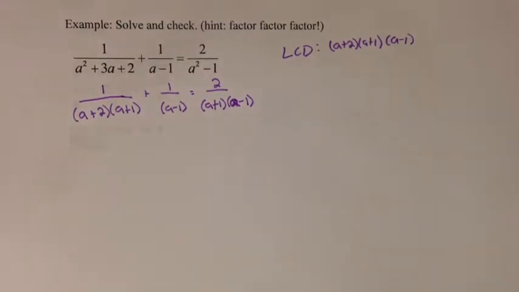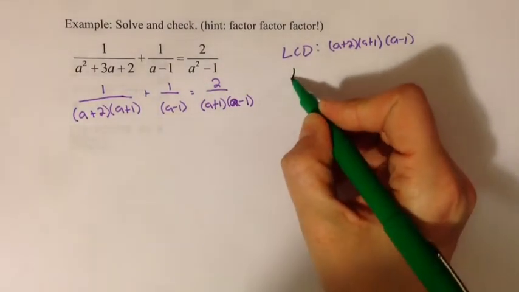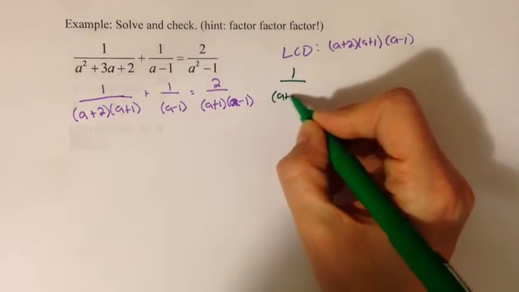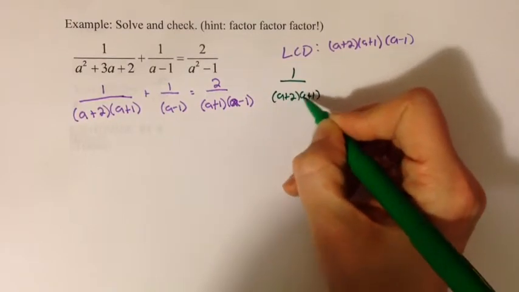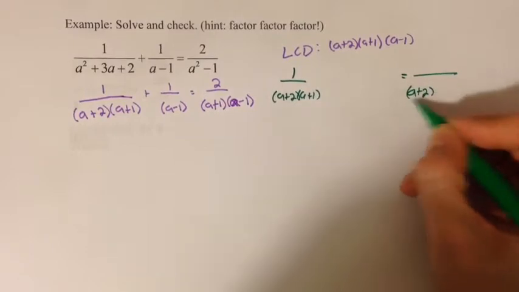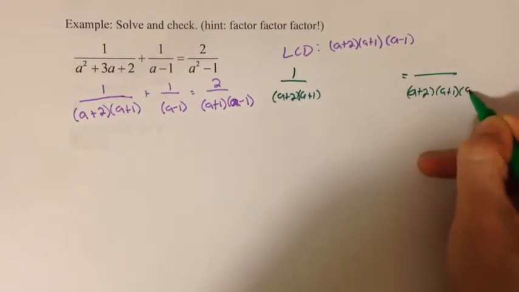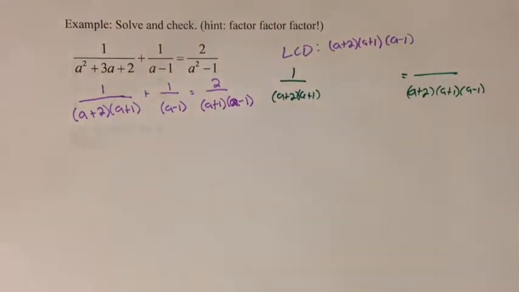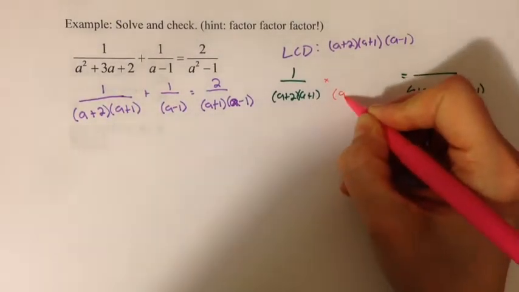This time I'm going to show you how to build up each of these fractions to have the same denominator before we clear the fractions. So I'll start with 1 over (a plus 2)(a plus 1). My goal denominator is (a plus 2)(a plus 1)(a minus 1). This one is only missing the a minus 1 piece, so I multiply by a minus 1.